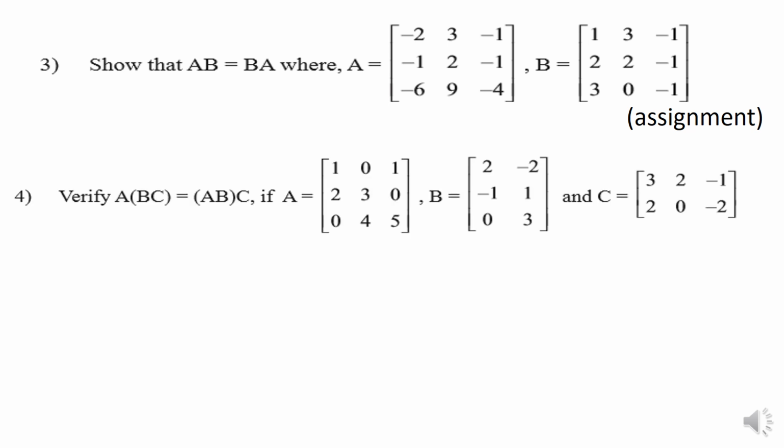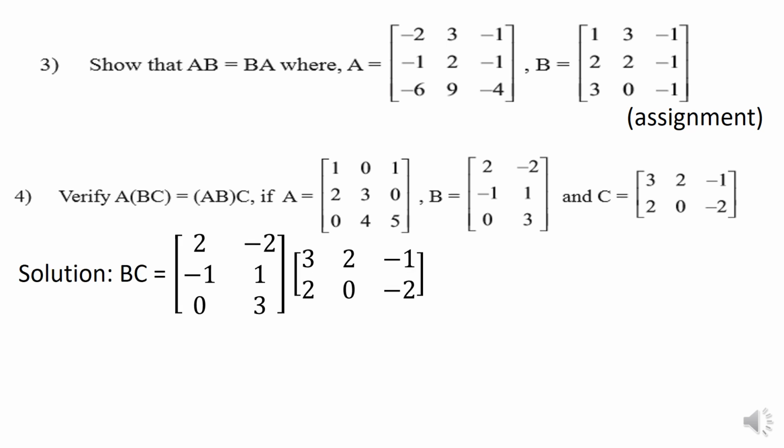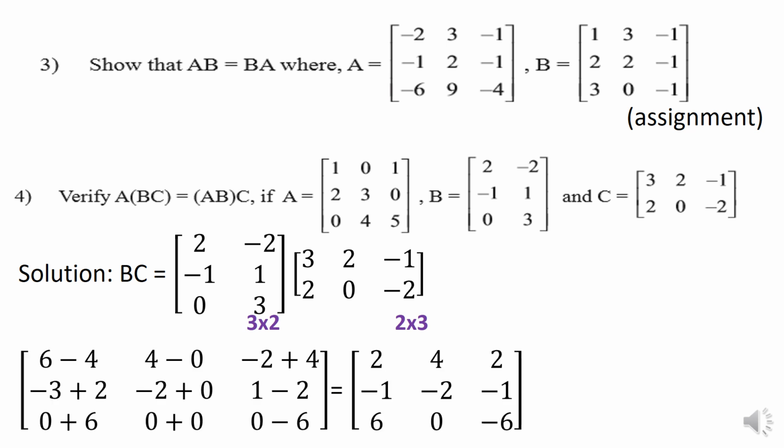Next sum, verify that A into BC is equal to AB into C, where A, B and C are three different matrices which are given. We start by doing BC. We find whether B and C are compatible for multiplication by finding their orders. We find that the number of columns of B is equal to the number of rows of C, and thus their multiplication is possible. So when we multiply them together, we get this particular answer. By now, you can carry out this multiplication in your mind by following the steps which I just now told you to get the answer here.